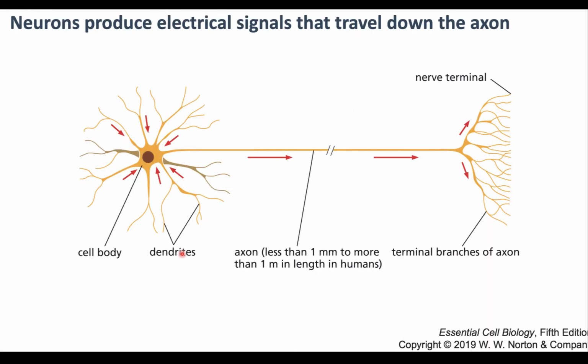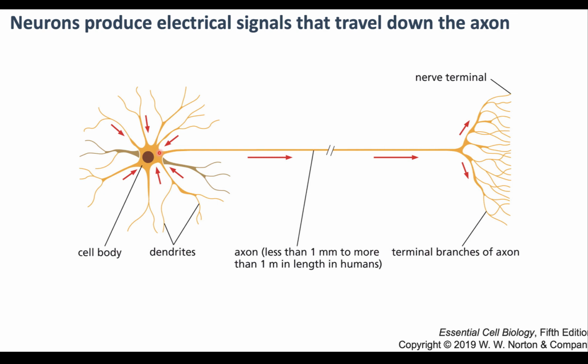The cell type that we're going to be focusing on in these studies is neurons, and neurons produce electrical signals that travel down the axon. We can look a little bit at the anatomy of neurons. It's quite unique. They do have a cell body which looks like your typical cell with a nucleus, but they have these large extensions of membrane near the cell body called dendrites, where messages or signals from other cells are received. So we can see the arrows going in. That's messages that are being received.